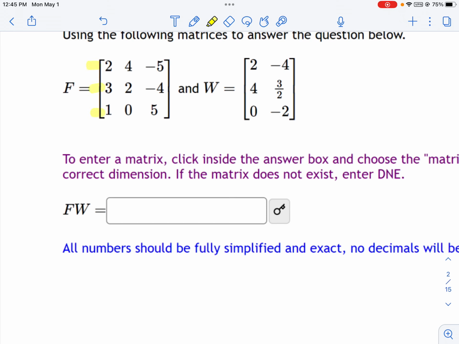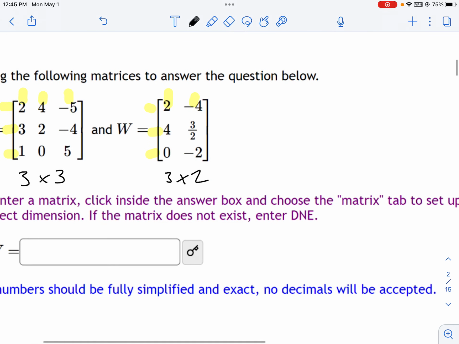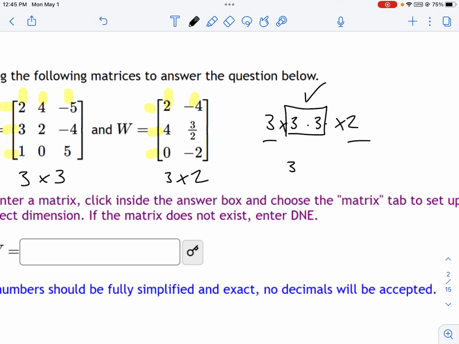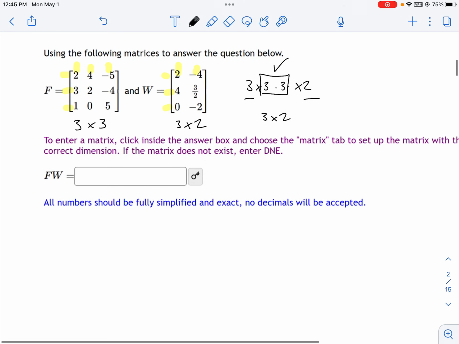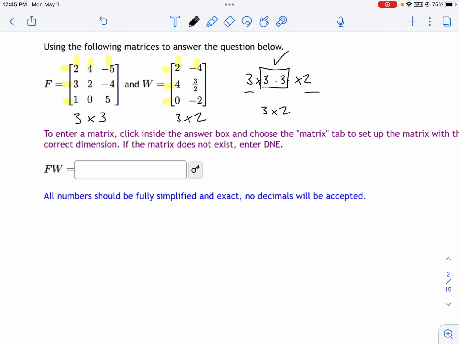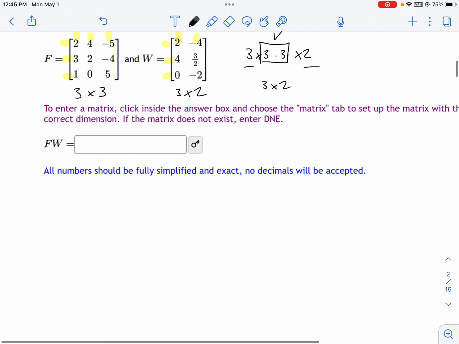We have a 3 by 3 matrix, so that's 3 rows by 3 columns, a 3 by 3 matrix. This one has 3 rows and 2 columns, so a 3 by 2 matrix. Now, if you want to figure out whether or not these can actually be multiplied, we do 3 by 3 multiplied by our 3 by 2. Then you look at your two inner numbers and ask, are those the same number? Yes, they are, which means you can do the product. The resulting matrix will be 3 by 2. So when we multiply these two matrices together, you'll get a 3 by 2 matrix as a result.